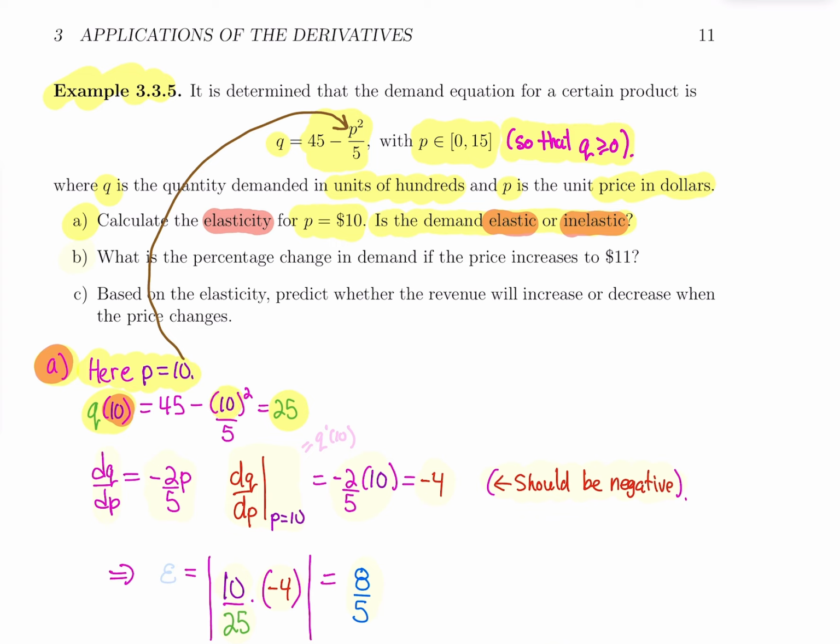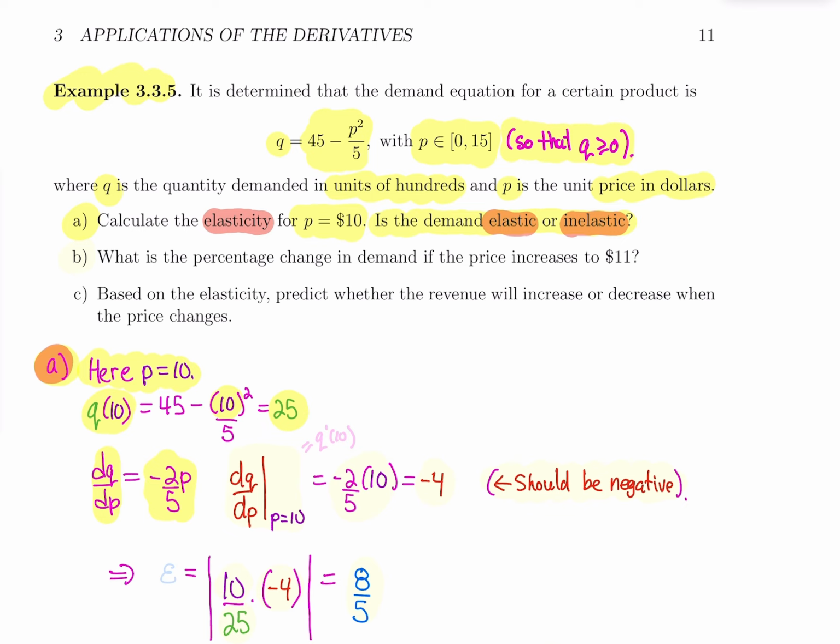derivative dq over dp. So the third point is always, let's compute the derivative of dq dp. So 45 goes to 0. The derivative of p squared is 2p. So you get minus 2p over 5. That's my derivative of my quantity equation.